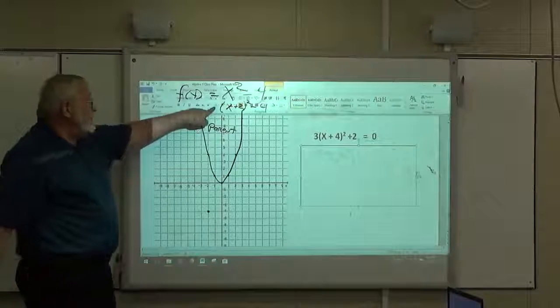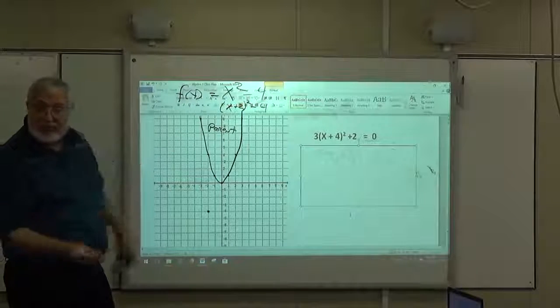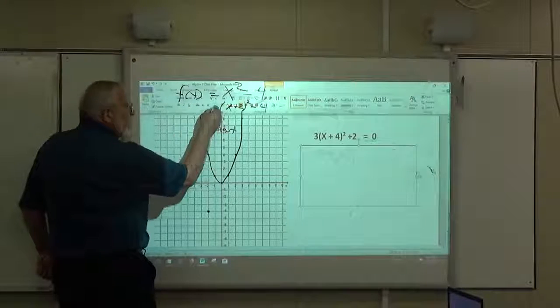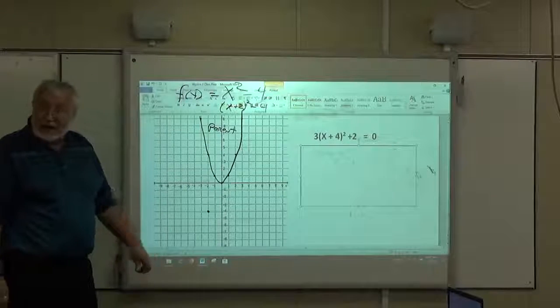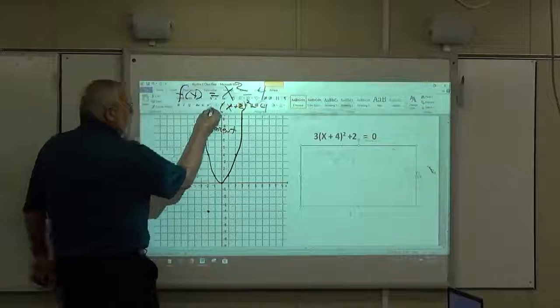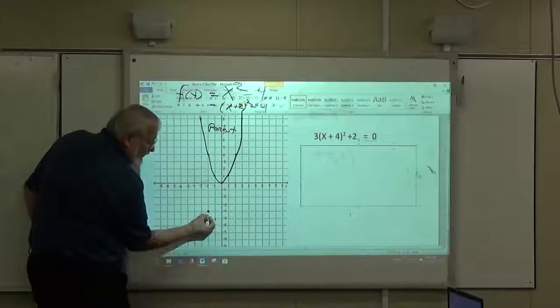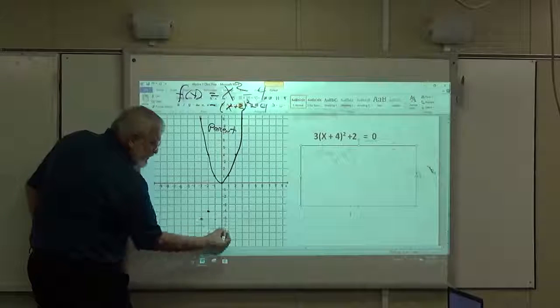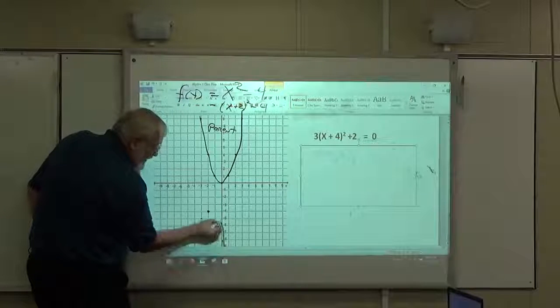Now, what would happen if I put a number in front of here? Then I'm either going to stretch it or compress it, depending on whether this is a fraction or a whole number. How can I flip it upside down? Make it negative. Then I would go over 1 down 1, and then over 2 down 4. And I'd have a graph looking like this.